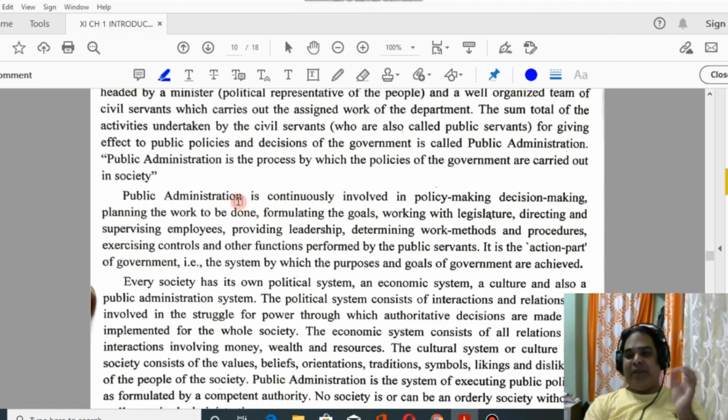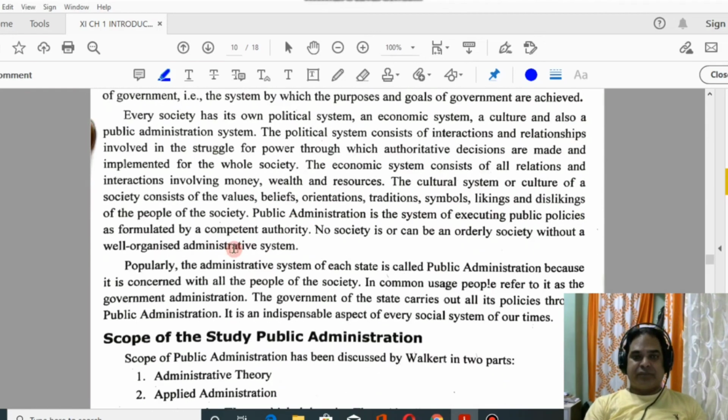Public administration is continuously involved in policy making. So who is involved? Public administration: decision making, planning, the work to be done, formulating the goals, working with the legislature, directing. That means public administration means the workers, the public servants. With the help of the political executives, they come up with policy making and decision making, and they plan and formulate the goals and the working of the legislature.